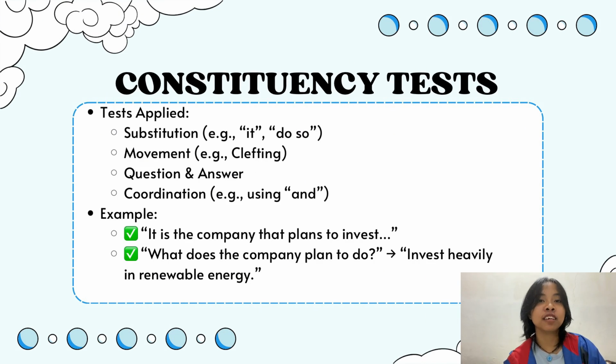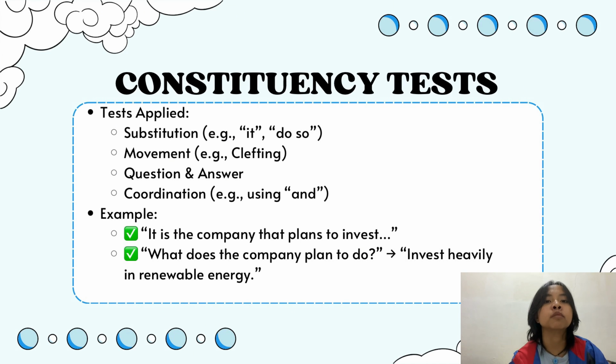And the next slide is constituency test analysis. In the sentence, "The company plans to invest heavily in renewable energy," the substitution test uses pronouns or "do so." Test for NP: can the company be replaced? The result is "It plans to invest heavily in renewable energy." And the test for VP: can invest heavily in renewable energy be replaced? The result is "The company plans to do so."